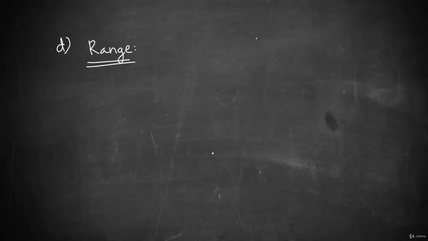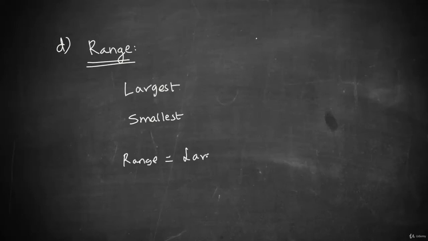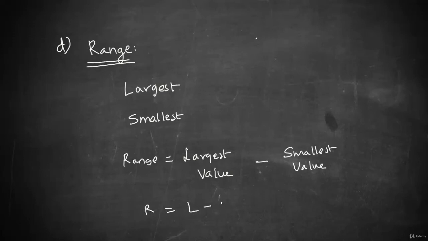The next point for understanding is range. Range is nothing but the difference between the largest observation and the smallest observation. So in data you will have the largest value and the smallest value. The difference between these two is called range. So mathematically it can be written as range is equal to largest value minus smallest value. So this range will be denoted by the letter R. So R is equal to L minus S.